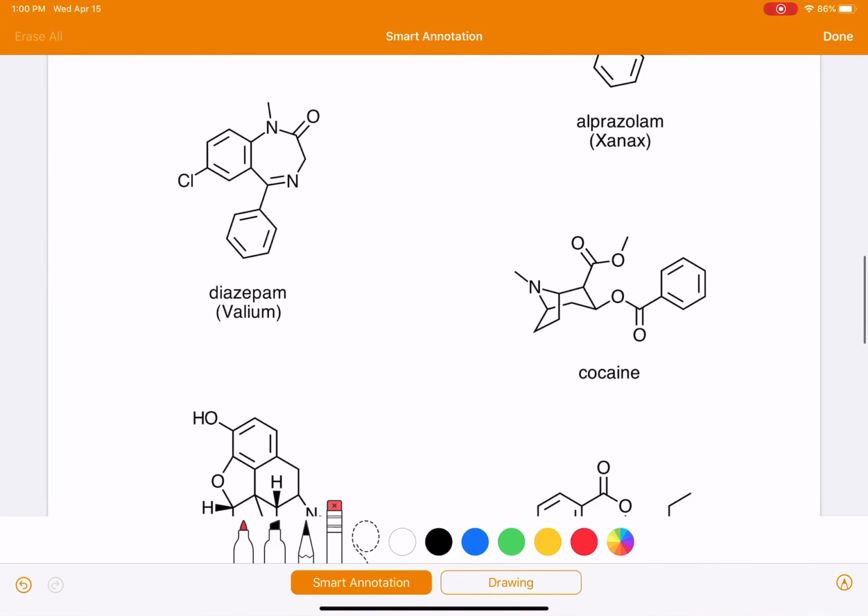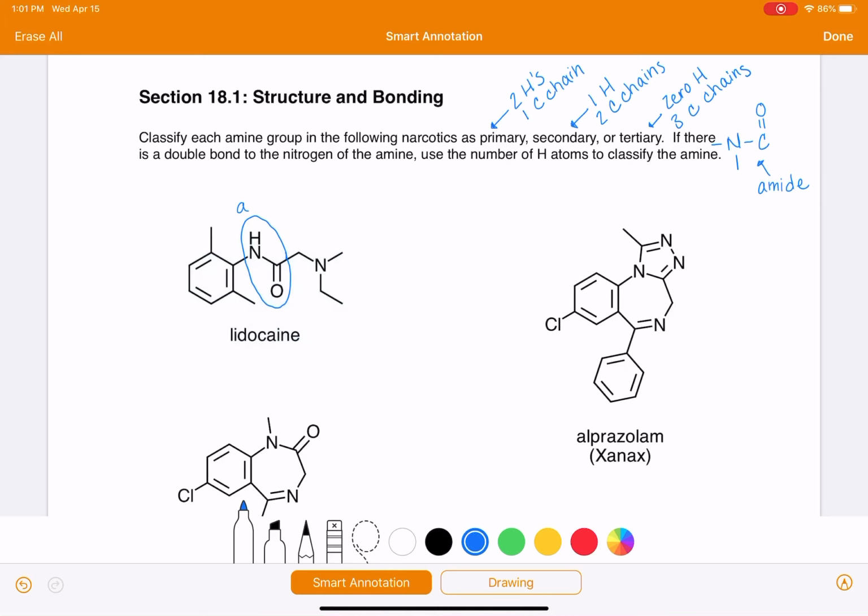So first thing we're going to look at is lidocaine, the local anesthetic. There's 2 nitrogens in lidocaine. This one right here, because it's adjacent to the carbon-oxygen double bond, is an amide. This is not an amine, and we won't classify it as primary, secondary, tertiary. This guy right here is an amine, and it has 1, 2, 3 carbon chains attached, so that means that it is tertiary. See, that's not that bad.